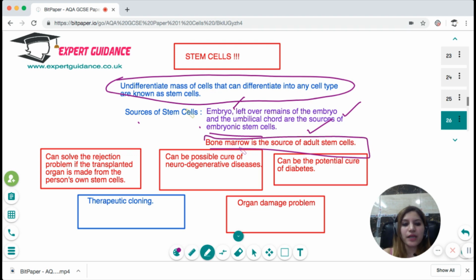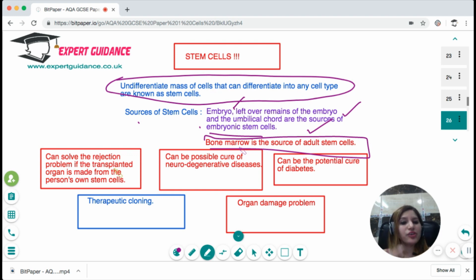Now, what are the possible promises of stem cells? There are a lot of cases in which transplantation fails due to rejection by the recipient of the donor organ, because the body recognizes it as foreign and the immune system tries to kill it. But if the stem cells of the person's own body are used to generate the organ, then the problem of rejection can be solved. Second, there are a lot of neurodegenerative disorders in which part of the nerve cells get damaged. If the person's stem cells can recreate those nerve cells, then the neurodegenerative disease can be treated. Diseases like blindness can be treated.